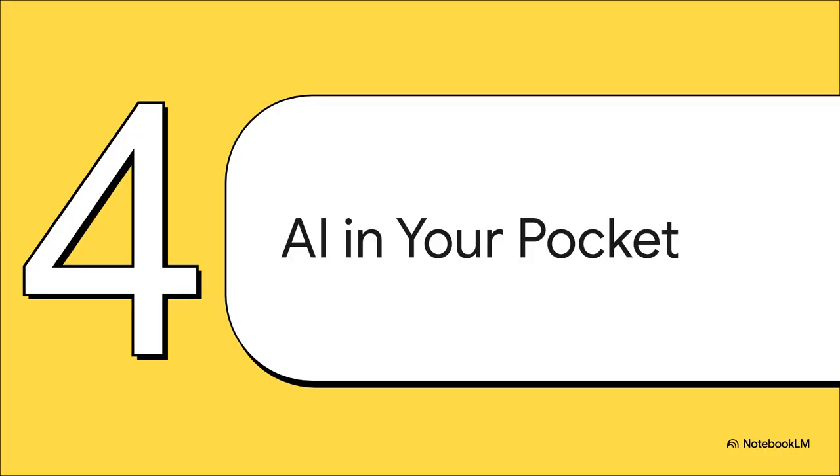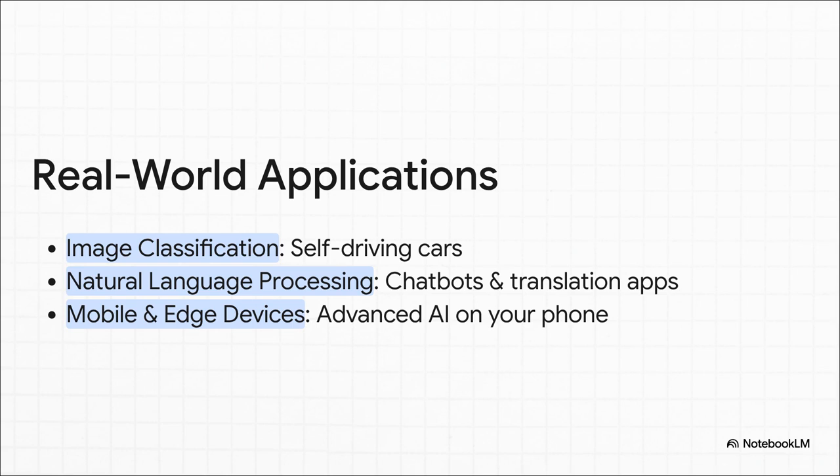Okay, that's all cool from a techie perspective, but what does it actually mean for you? Well, this is where it gets real. This is literally AI in your pocket. Seriously, this stuff is everywhere. It's in self-driving cars, helping them identify objects in the blink of an eye. It's the reason those chatbots and translation apps on your phone are so quick and responsive. Basically, if there's a cool, complex AI feature on your phone, there's a very good chance knowledge distillation is working its magic behind the scenes.